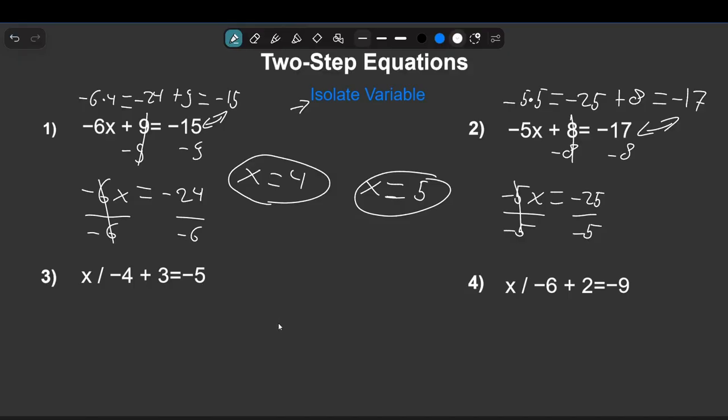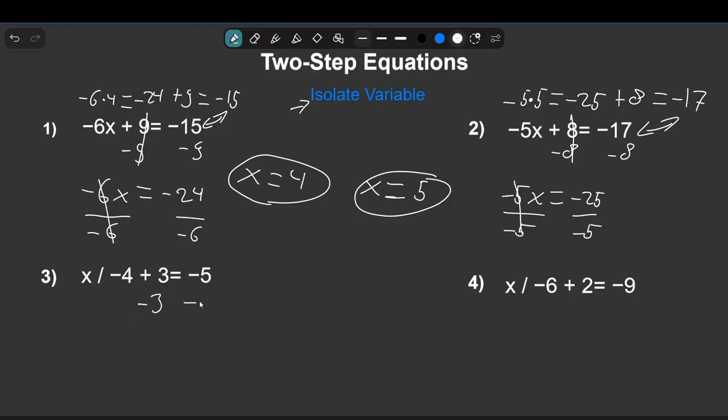And let's go to our third example. Well, for our third example, we have x divided by minus 4 plus 3 equals minus 5. So, of course, the first step we're going to take is we're going to isolate our variable. So we're going to subtract 3 on both sides, like this.